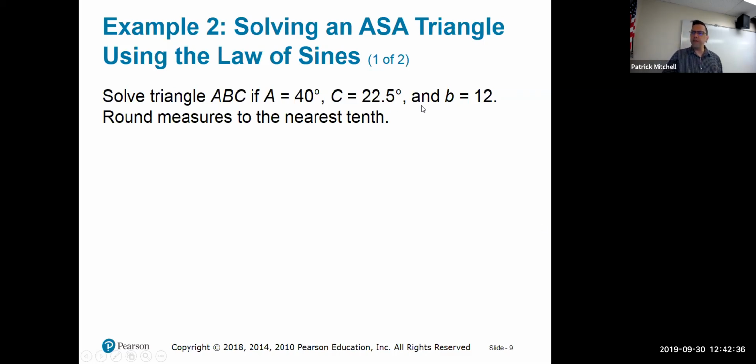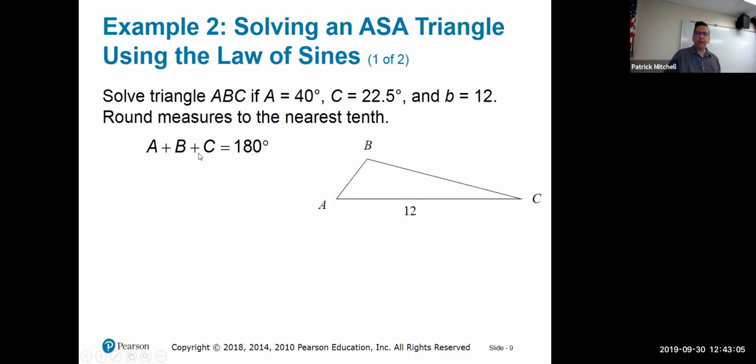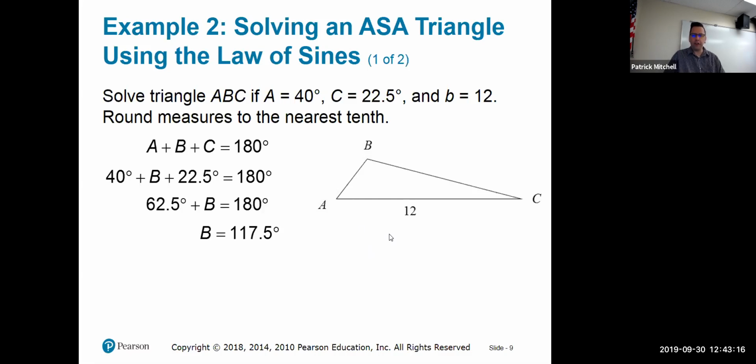So the difference between this problem and the last problem is that you absolutely have to find angle B first, right? Because these three pieces of information are not enough to complete any of the ratios in the law of sines. So I need to find angle B, and then I'll have a complete ratio about B, right? So there's a picture of this triangle. The three angles add up to 180 degrees. A is 40 degrees, C is 22.5 degrees. That means that angle B is 117.5 degrees, right?